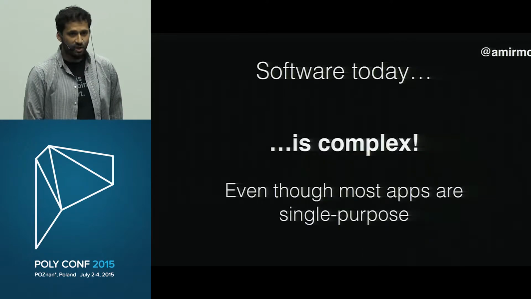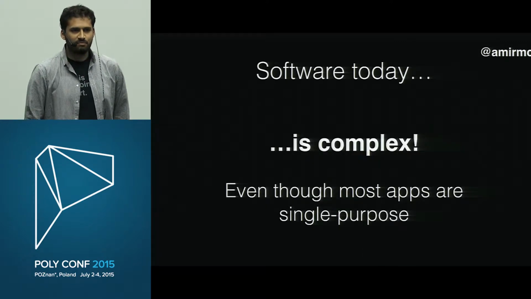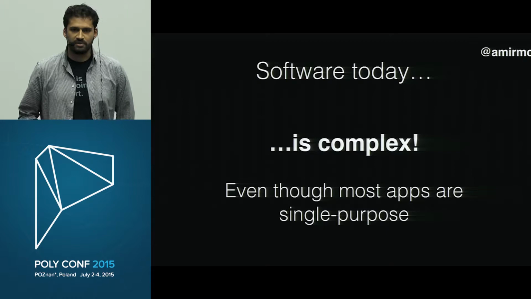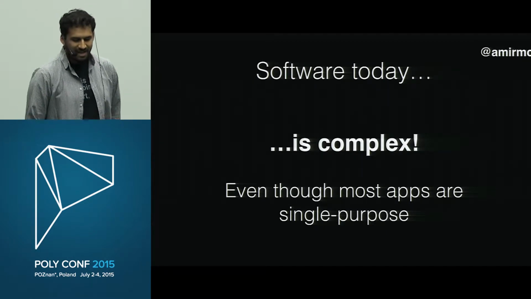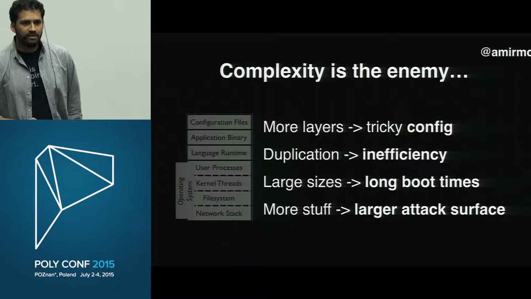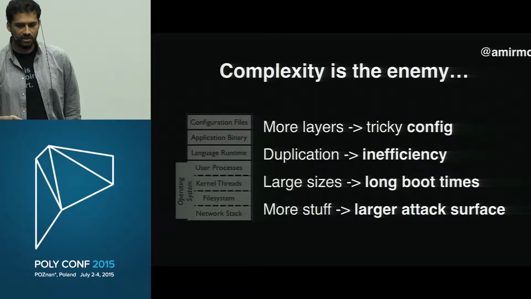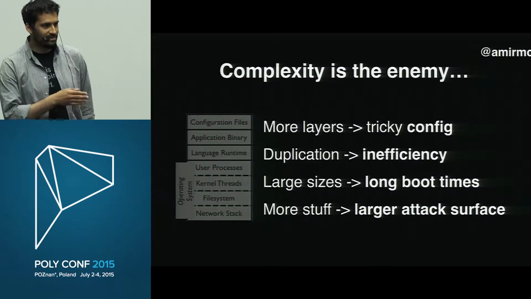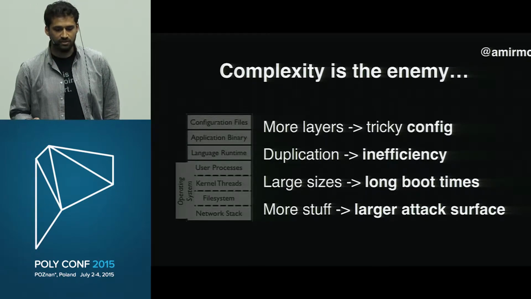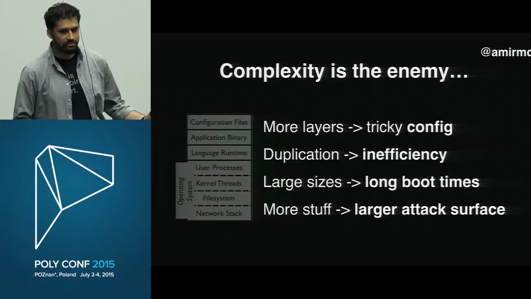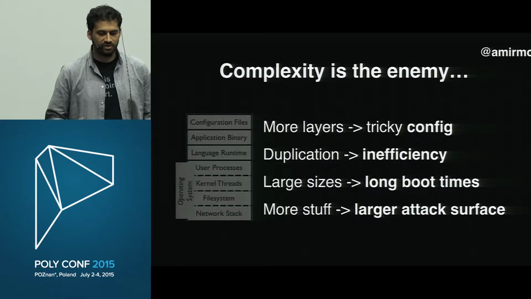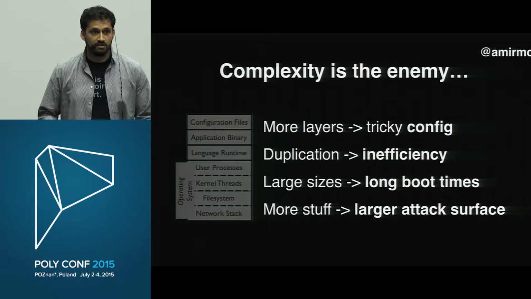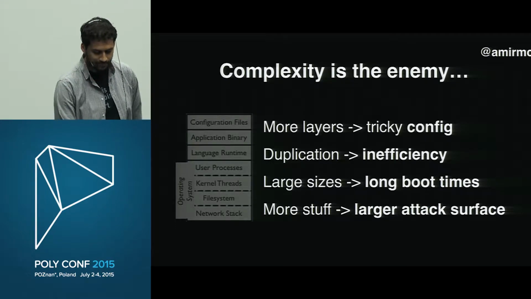So software is complex. But the funny thing is, most of those applications that we're shipping are single purpose. When we push things out to the cloud, they essentially just do one thing. And complexity here is the enemy. When things are more complex, you have more layers. That makes the configuration tricky. All that duplication of that same essential stack everywhere is inefficient. The huge sizes of the things we're pushing around means it takes a while for those to boot. And generally, the more stuff you have, the more stuff can go wrong, and the larger your attack surface is going to be.